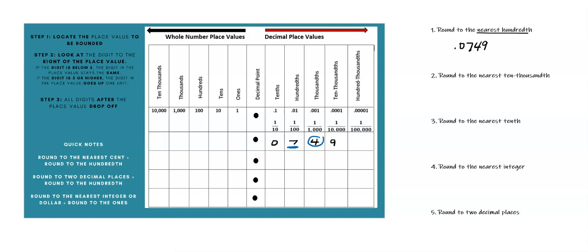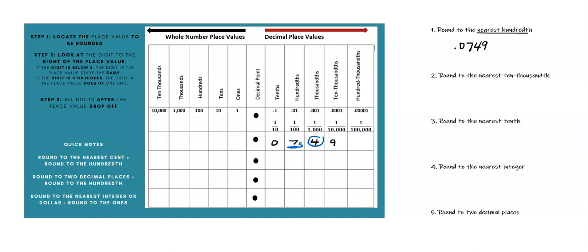We have 2 things to consider. If the digit is below 5, the digit in the place value stays the same. If the digit is 5 or higher, the digit in the place value goes up. So the digit to the right of our place value determines how we round our place value. Since the digit to the right of the 7 is a 4, that means our place value, the 7, the number in our place value, stays the same. So I'm going to put an S here, just representing that it's going to stay the same.